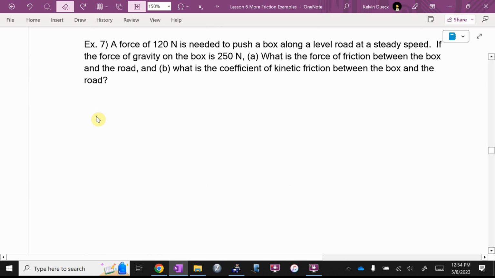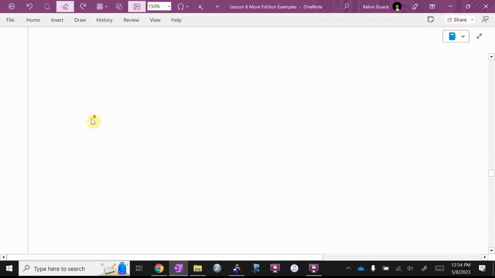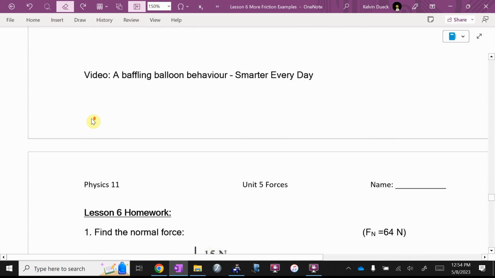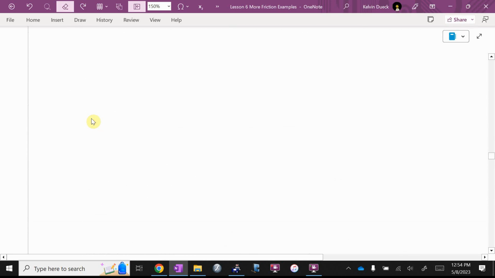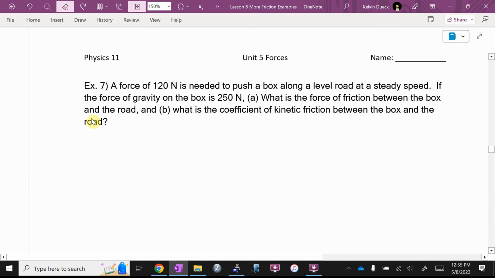Example 7. I think I have three more. Yep. We watched the video already last class. A force of 120 newtons is needed to push a box along a level road at steady speed. This is always a key phrase I would underline. What does steady speed tell me in terms of physics? I would even probably write that above it. And if a is 0, what do I know about the forces? They must be, I'm looking for a word that starts with the letter B. Okay, we just picked up a lot of information from that phrase.